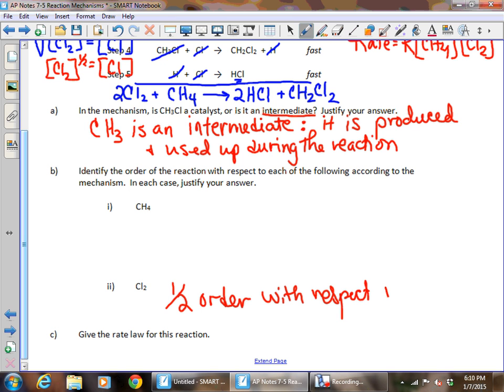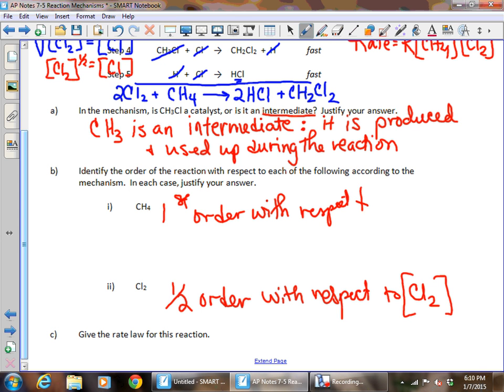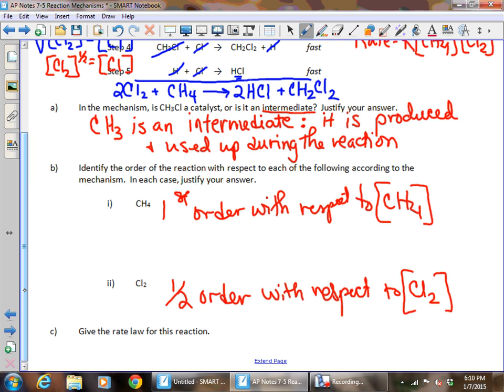But it is half order with respect to Cl2, and it was first order with respect to CH4. We just got through writing the rate law for this reaction, but I'll write it again. Rate is equal to K CH4 Cl2 raised to the 1/2.